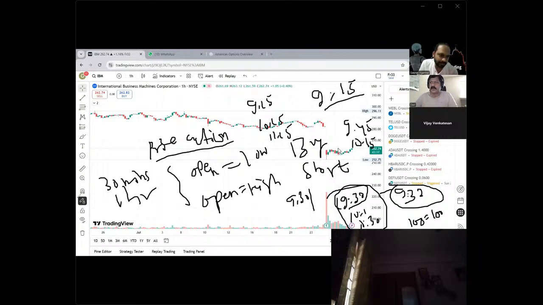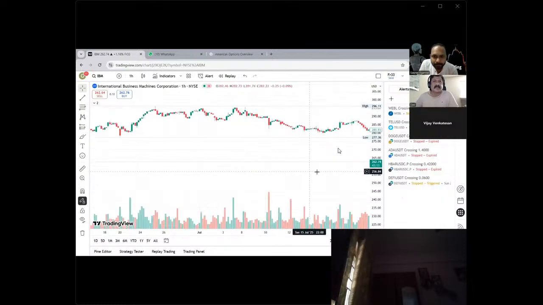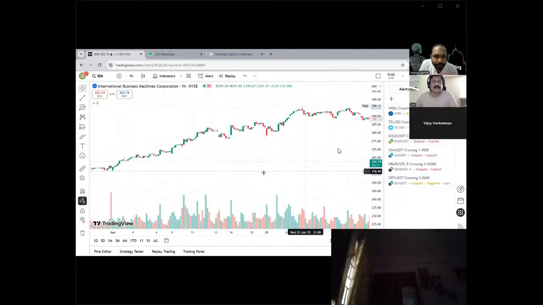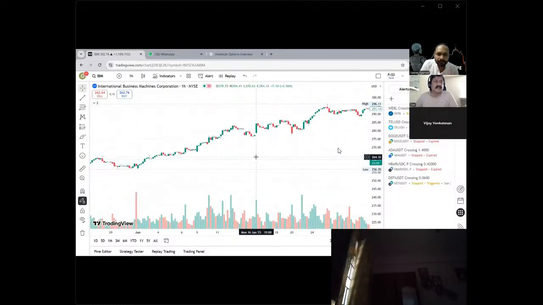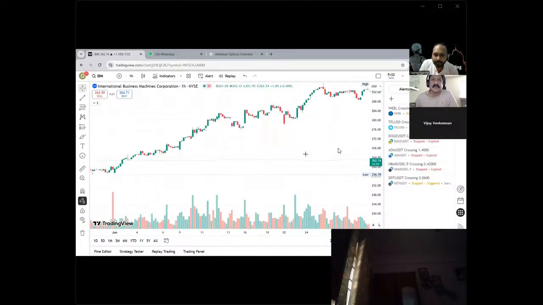Can you show an example? Yes, like open is equal to low. Yes, I'll show you. See this candle. Sorry, I'm not seeing it. Which one? One second, I'll just mark it.